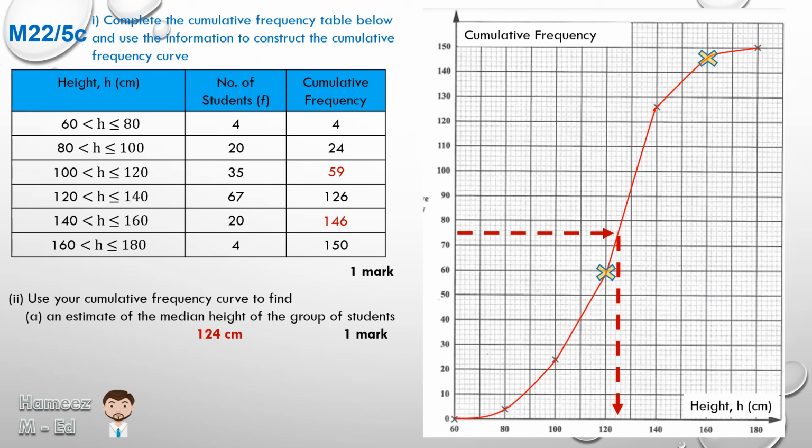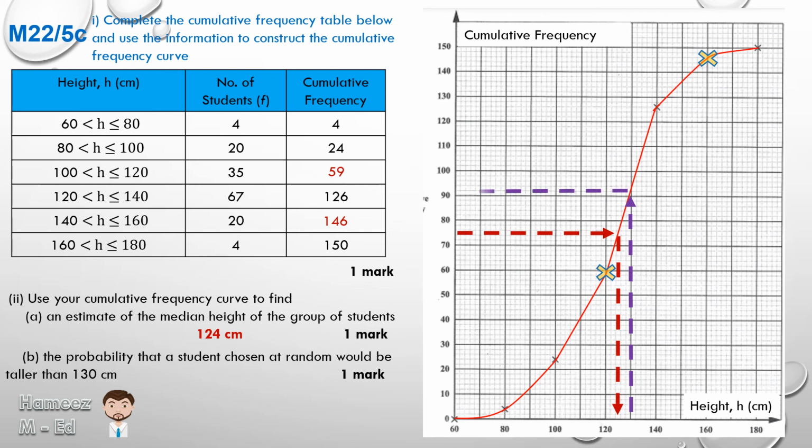And part B, the last part of the question, use our curve to find the probability that a student chosen at random would be taller than 130 centimeters. So if we look at our curve, where do we get 130 centimeters? From the x-axis. If we go on the x-axis and draw upwards a purple dotted line until it hits the curve, and then we go across to the left, we can see that the cumulative frequency at that point will be 92.